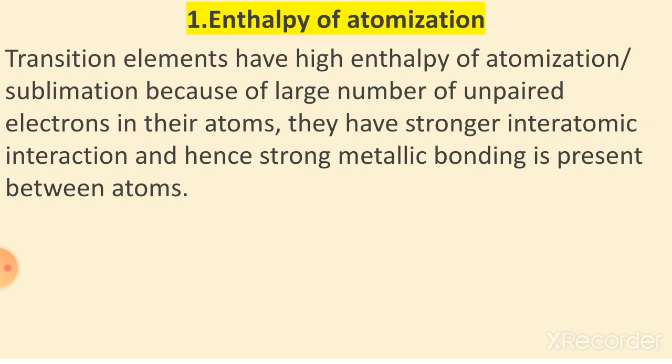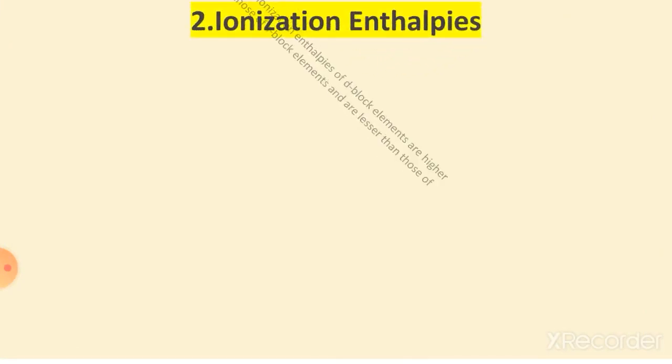So one question may arise: why is the enthalpy of atomization of 4d and 5d elements much greater than that of 3d elements? In that condition, you can write the answer: this is due to more frequent metal-metal bonding in their compounds. So these are all about enthalpy of atomization. Now the second most important topic, ionization enthalpy.